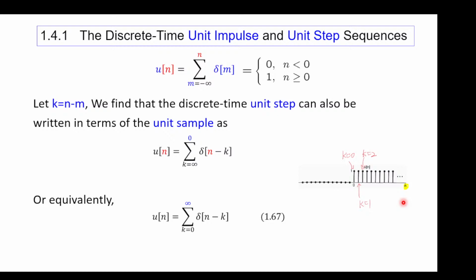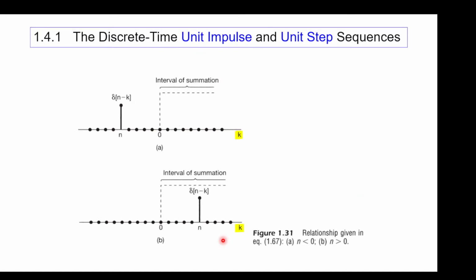And finally, as the third way, we can also view this as a function of k. So we write this delta of n minus k as a function of k, and actually delta of n minus k you can easily verify, because the delta function is an even function, delta of n minus k equal to delta of k minus n. Okay, so this is the delta of k minus n.